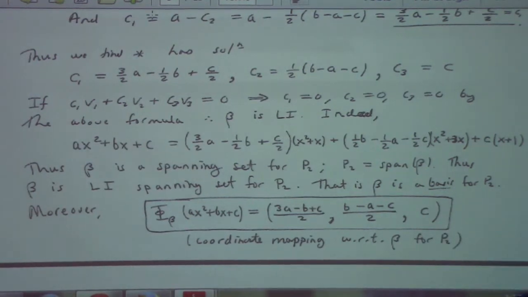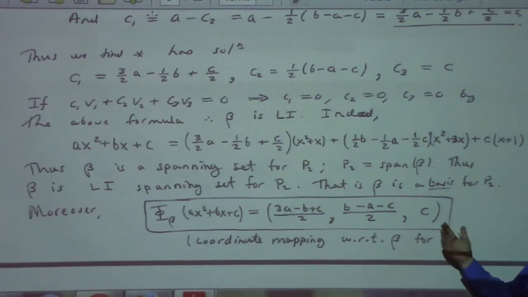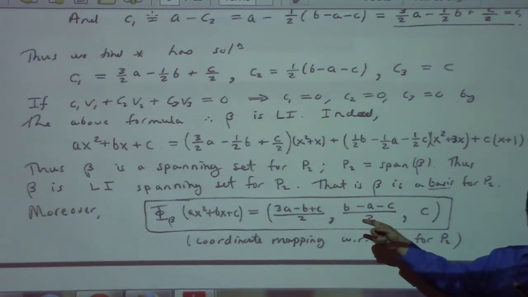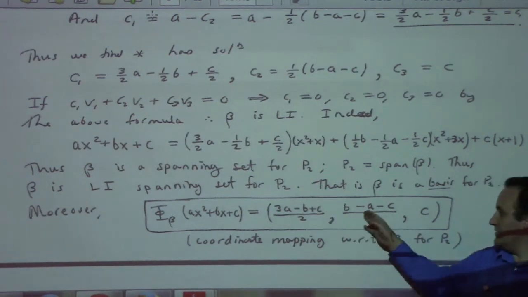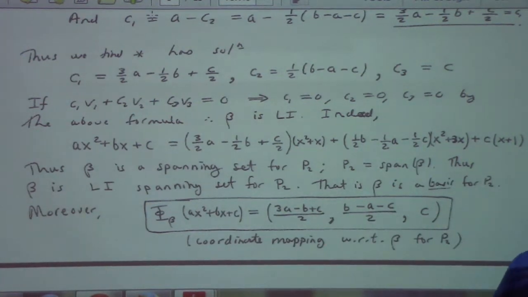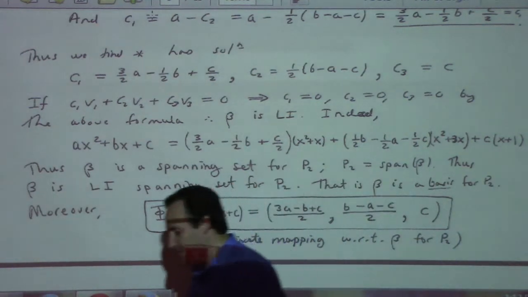So once that's done, that's the coordinate mapping. Which incidentally shows you that beta is a spanning, generating set, because you can pick any ax squared plus bx plus c, and this linear combination with these coefficients will give you back ax squared plus bx plus c, which shows that beta is the generating, spanning set.